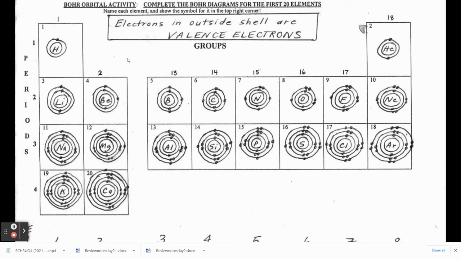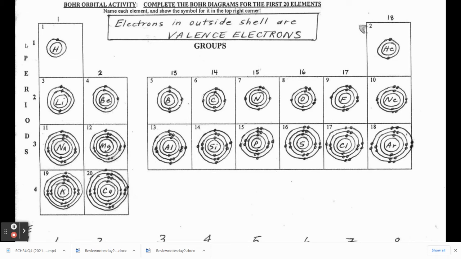So this just illustrates the trend or pattern I was mentioning earlier. If you look at the group number, you have 1 valence electron for all the elements here. If you look at group 2, you have 2 valence electrons for all the elements there. And then you can continue. We removed the transition metals here and just went straight to 13, 14, 15, 16, 17, and 18.